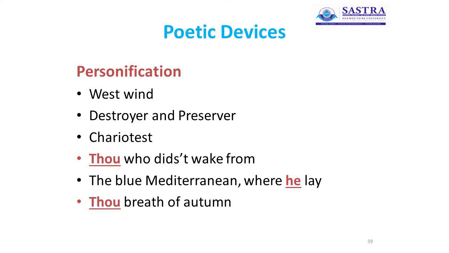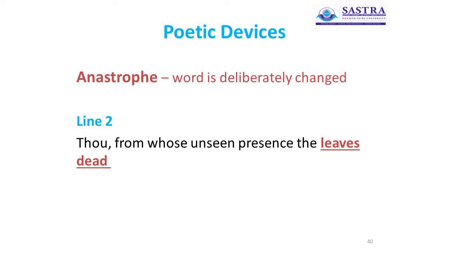Okay, let me next take another poetic device, which is anastrophe. What is an anastrophe? An anastrophe is where the word order is deliberately changed. For example, an adjective should be followed by a noun, a verb should be followed by an adverb. But in this poem we find one or two instances where the word order is changed. Here, we can say "leaves are dead," but he used "leaves dead." So here we find an anastrophe where he changes the order of the words.